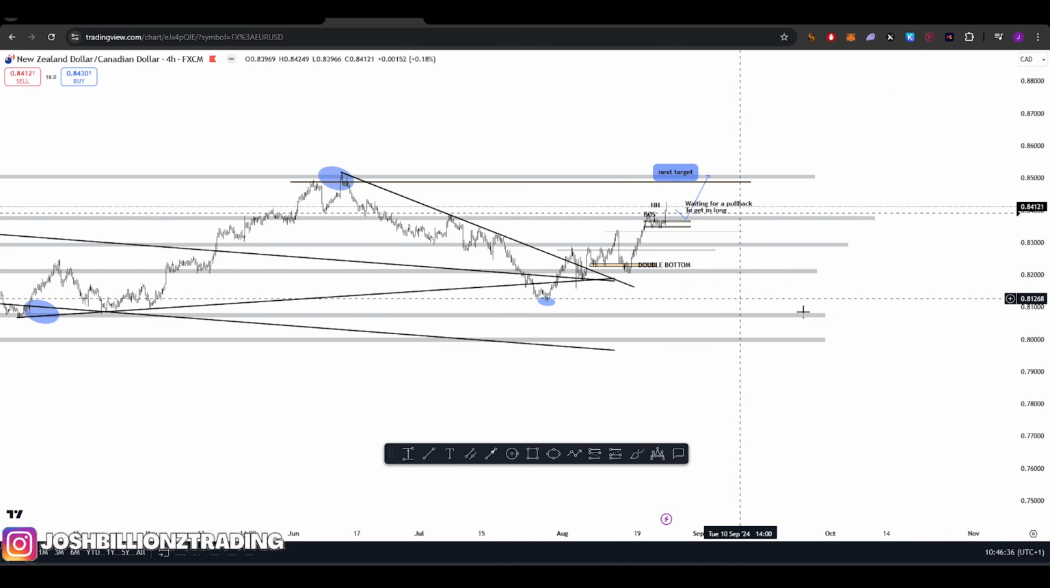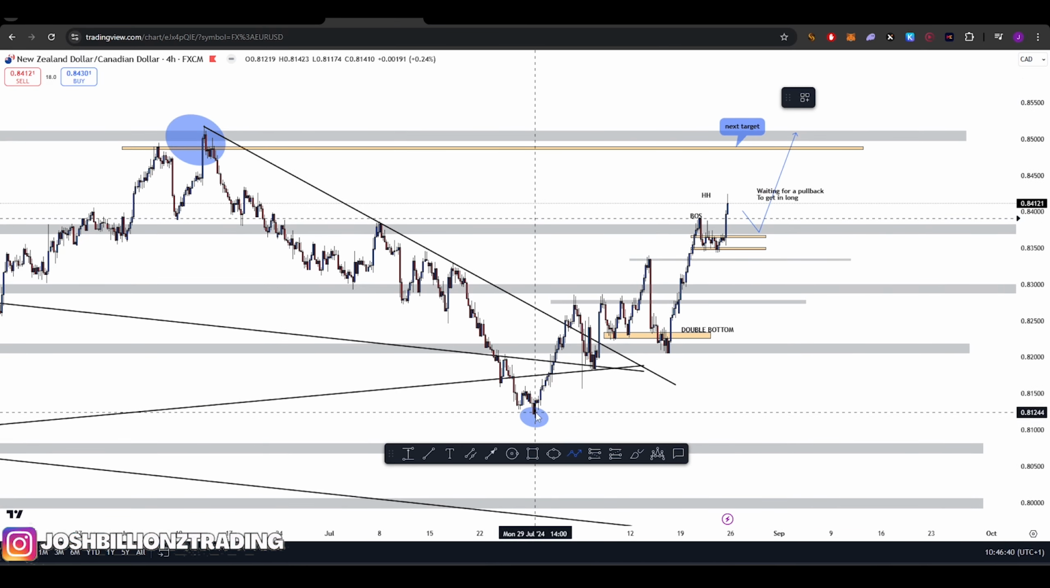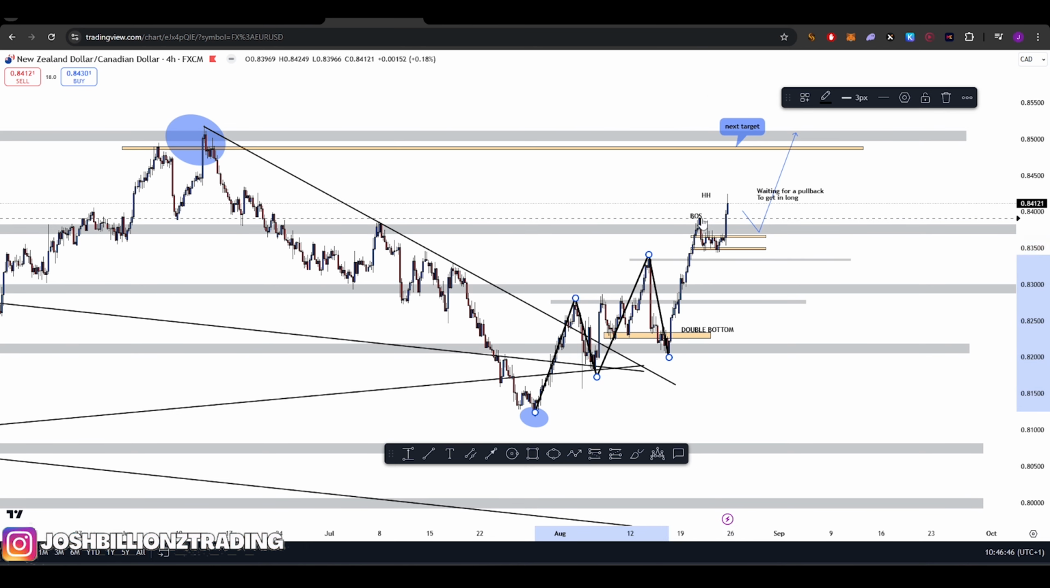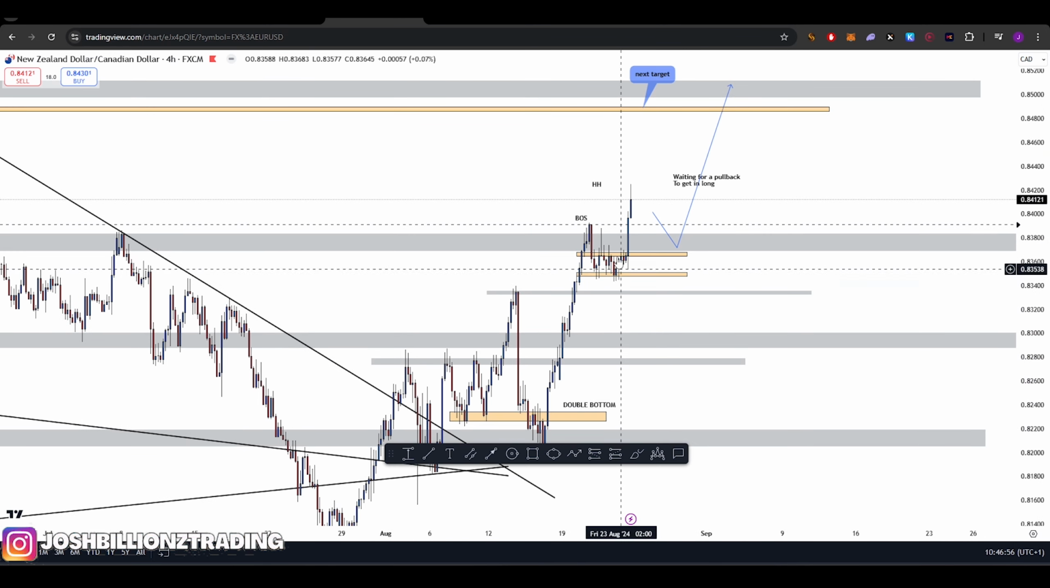Since pushing higher from this higher low, you can see if we zoom in, we made higher high, higher low, higher high, higher low, higher high here. We've then made another higher low before breaking this level, and they've made a higher high there. Before this higher high was made, we'd had a bit of consolidation there. We've also got a level of resistance here.